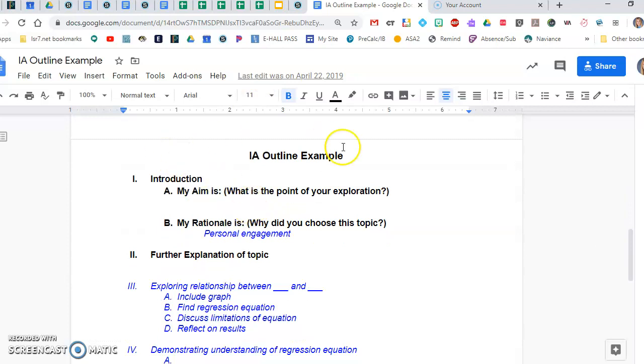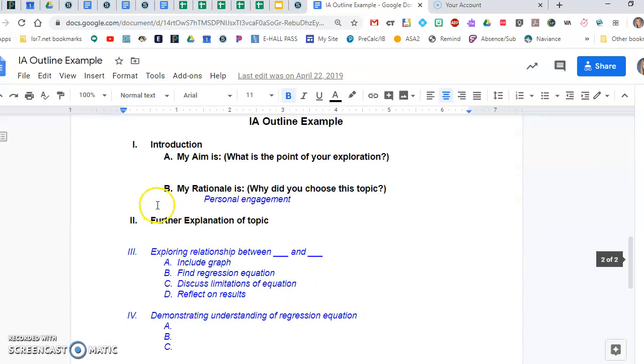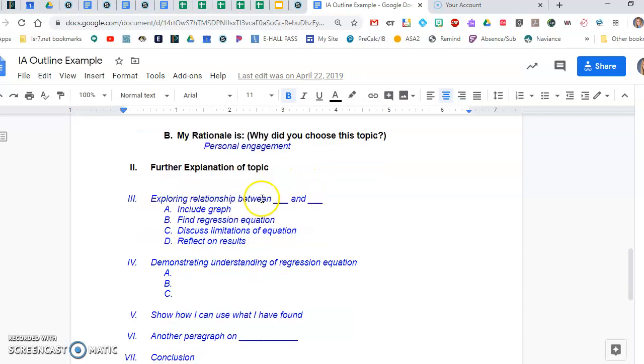Your outline is the actual second page. What is in black is what's going to be provided for you, so you're just copying some of the things down. My aim is, and then you're going to put what's the point of your exploration. B, what's my rationale? Remember, personal engagement is one of those criteria that you're going to get points on, so having that explained here in your rationale. Why are you doing it? Why did you choose the topic?